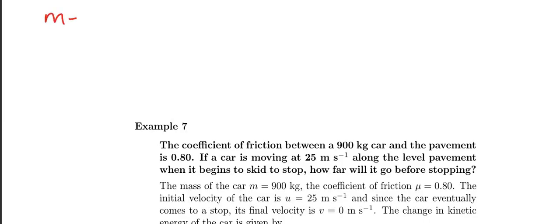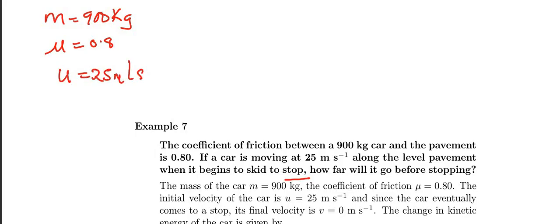So the mass of the car has been given, that's 900 kilograms. The coefficient of friction is 0.8. And the car is moving at 25 meters per second along the level pavement when it begins to skid, to stop. So the initial velocity u is 25 meters per second, and the final velocity when it stops is going to be 0. How far will it go before stopping? How far means distance. What distance is it going to cover before it completely comes to a stop? That's what we're interested in.